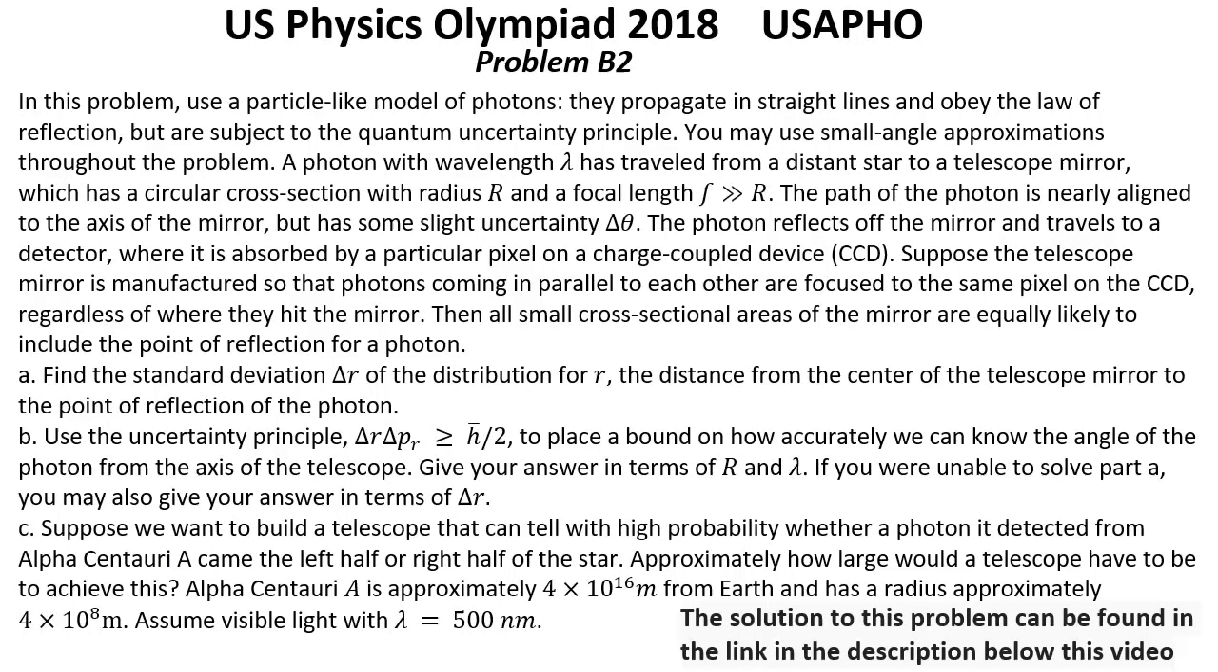Question C. Suppose we want to build a telescope that can tell, with high probability, whether a photon it detected from Alpha Centauri A came from the left half or right half of the star. Approximately how large would a telescope have to be to achieve this? Alpha Centauri A is approximately 4 times 10 to the 16 meters from Earth and has a radius of approximately 4 times 10 to the 9 meters. Assume visible light with lambda equal to 500 nanometers.